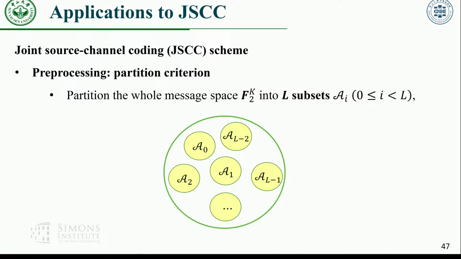We know ML decoding is optimal only when the source is uniform. So if the source is not uniform, we may need JSCC, joint source channel coding. And for short messages, we don't have efficient compression codes. So one way is to consider the a priori probability when decoding, and by simulation we found that is not effective. So then we propose another method. We partition the whole message space into subsets, possibly according to their Hamming weights.